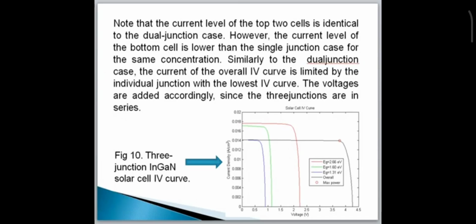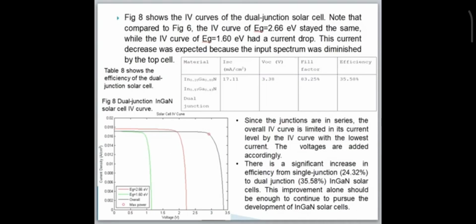Note that the current level of the top cell is identical to the single junction case. However, the current level of the bottom cell is lower than the single junction case for the same concentration. Similarly to the earlier case, the current of the overall current voltage curve is limited by the individual junction with the lowest current voltage curve. The voltages are added accordingly since the junctions are in series. Figure 8 shows the current voltage curves of the dual junction solar cell.